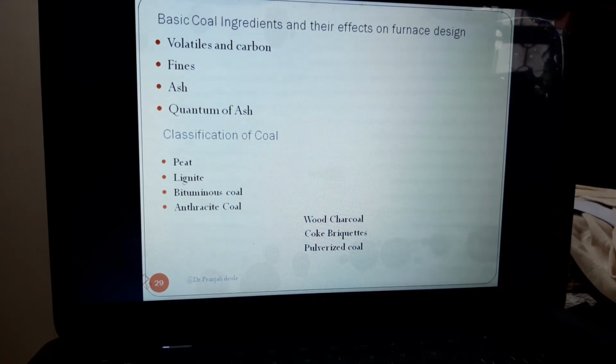Then lignite. Lignite is found next to peat. It is a soft coal composed mainly of volatile matter and moisture content with low fixed carbon of about 60%.